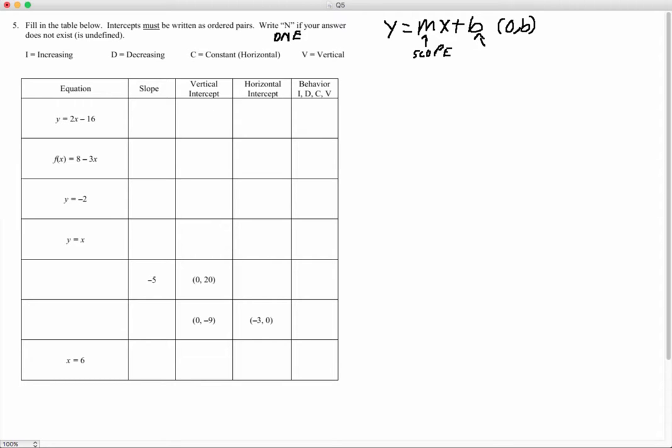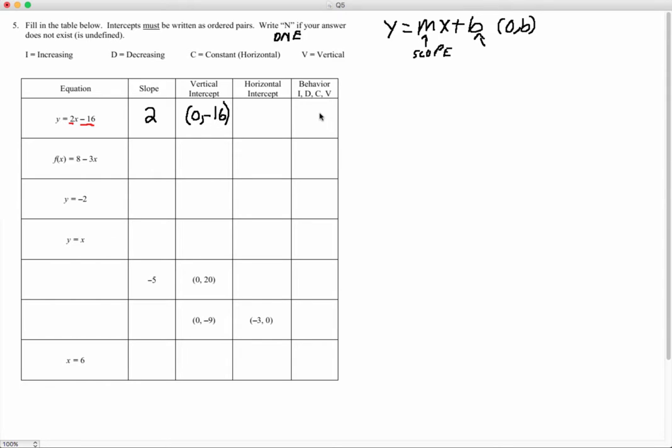All right, so let's get right into it here. The first thing that we see is that the slope is 2 on this particular equation, and that the b part of the y-intercept is -16. So we're going to use both those pieces of information to fill in the table. Put in a slope of 2. Our vertical intercept, which is our y-intercept, is going to be at (0, -16).